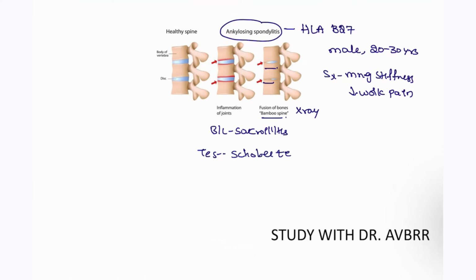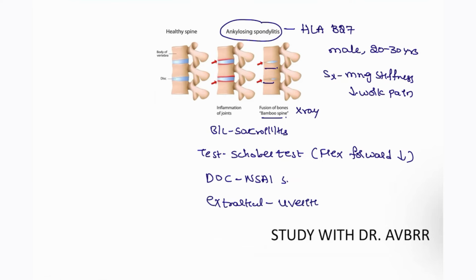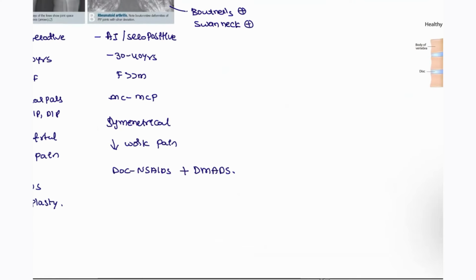In the Schober test, you are going to ask the patient to flex forward, and this forward flexion will be decreased in this patient. Drug of choice for this patient is the NSAIDs. And extra-articular, the most common is uveitis seen in this patient. Whereas rheumatoid arthritis extra-articular, the most common is the rheumatoid nodules. The rheumatoid nodules will be seen in this patient.